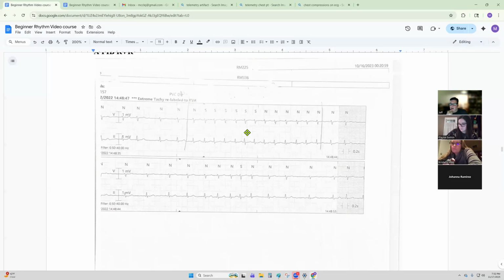Saying that, when it's really fast, all those impulses are bunched together, and you're not always easily able to see that P wave in there. And then when you do, it's going to look different, and you could just say, it's AFib.